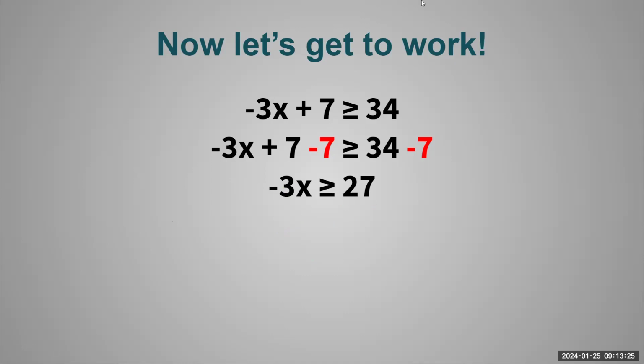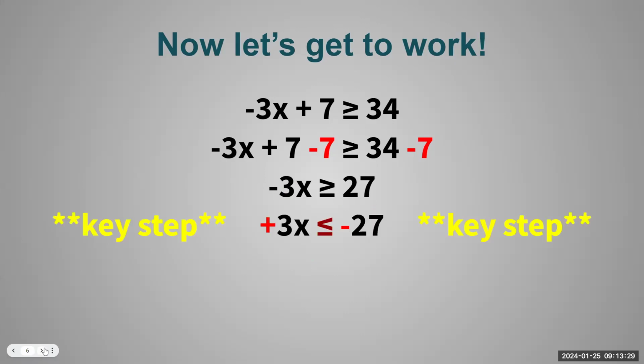And so what we're going to do is create a new inequality and talk about why we need to flip that inequality sign. So we have a leading coefficient of negative 3x. The opposite of a negative 3x is going to be a positive 3x. And we're going to take every single term and find its opposite. The opposite of a positive 27 is going to be a negative 27.